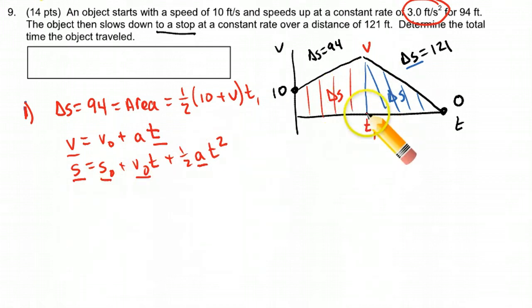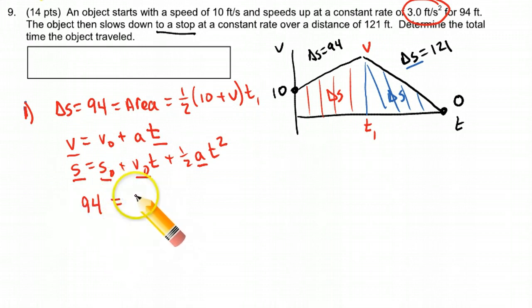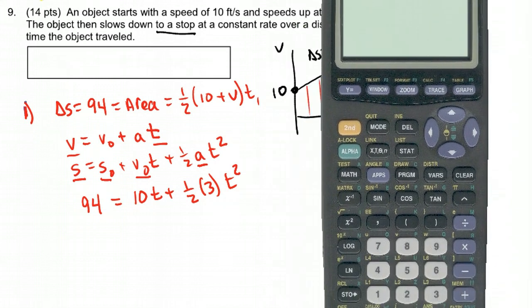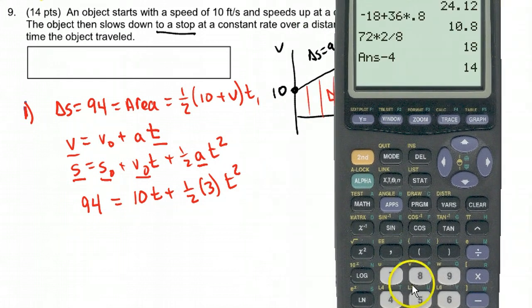I didn't see the right approach the first time, so I just wrote down some stuff, thought about what I knew, and then kept working till I found an equation that worked. So our delta S is going to be 94. That's S minus S0. Okay, is equal to V0 times T. So we have 10T plus 1/2 acceleration of 3 times T squared. I'm going to use a solver. I don't have a quadratic equation formula. So let's use the solver.